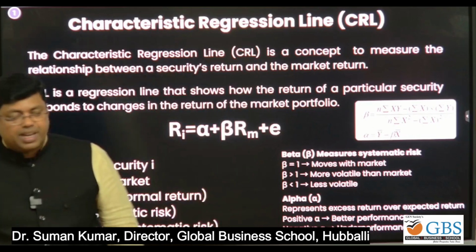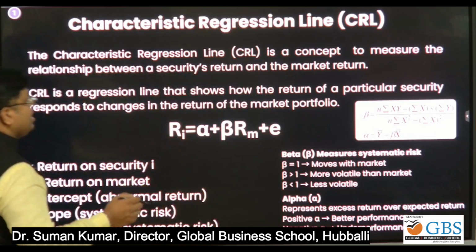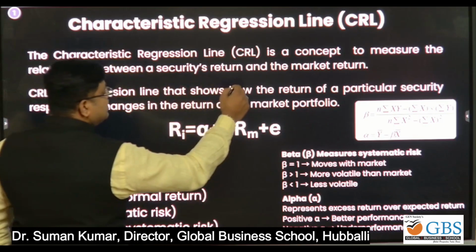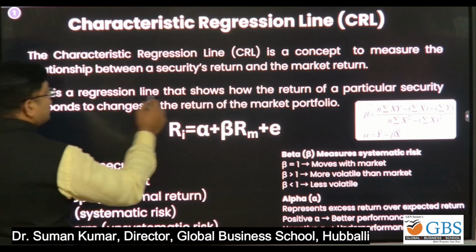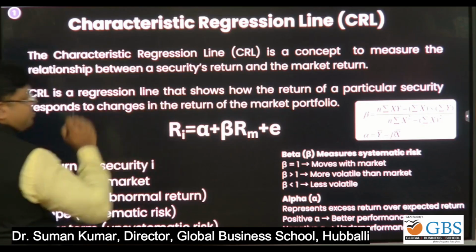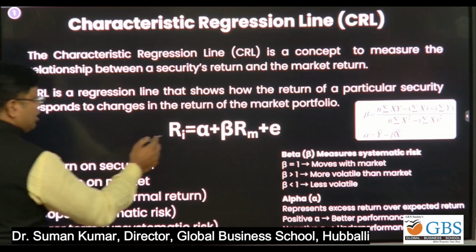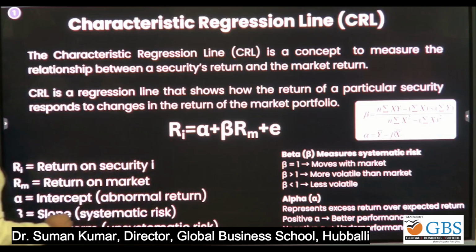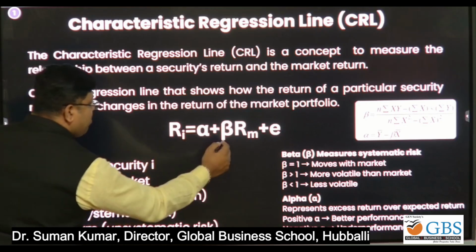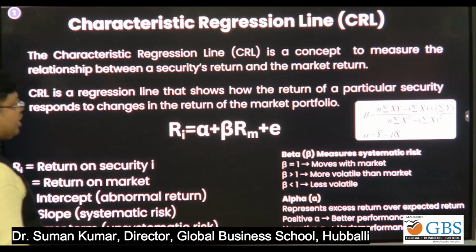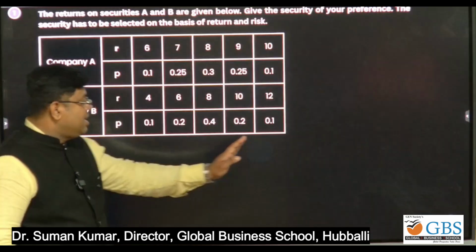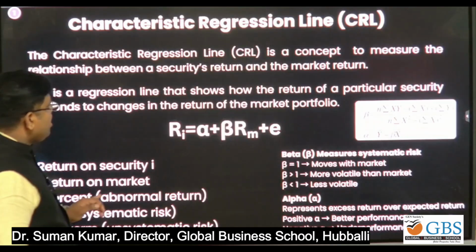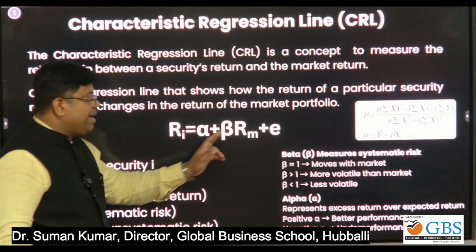Correct. What are we measuring here? What is the relationship between the individual stock return and its market return? By using the regression concept, that is Ri, we can find out the return on an individual stock, which is equal to alpha plus beta Rm. What is Rm? That is return on market. Right? So alpha and beta, we have to find out.